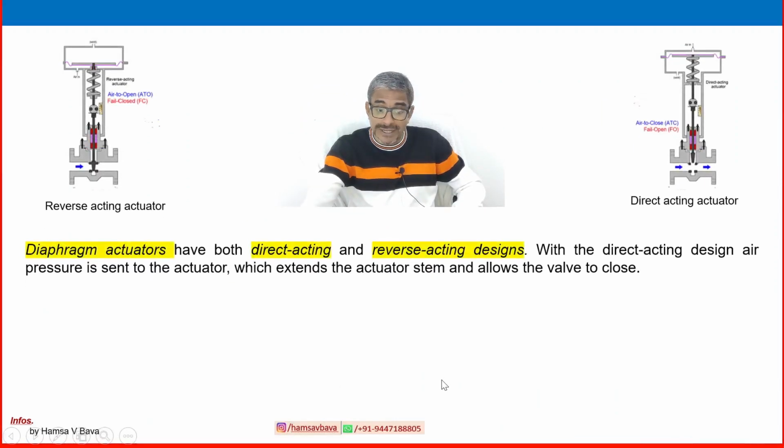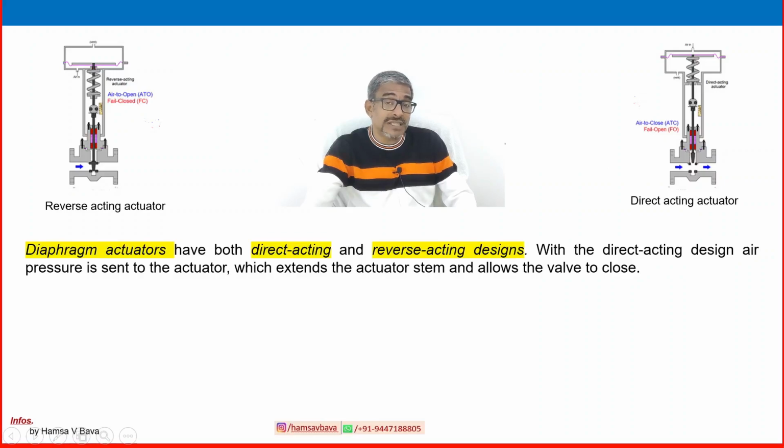Diaphragm actuators have both direct acting and reverse acting designs. Two types of designs are there, and I will explain both. With the direct acting design, air pressure is sent to the actuator, which extends the actuator stem and allows the valve to close. Direct acting. Here, air is pushing from the top to bottom, so it is pushing to close. In this case, air to close, or with no air it will go to its normal position as open.